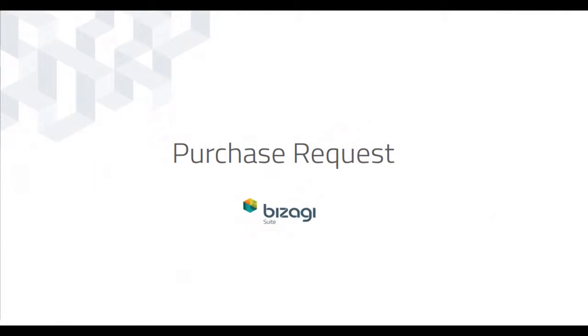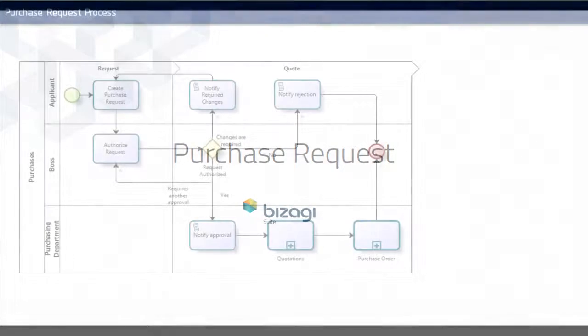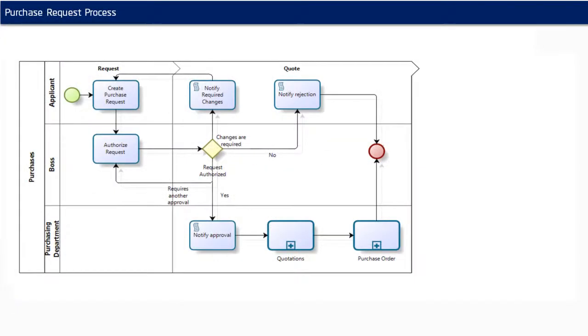This video will guide you through the main path of the purchase request process. It includes all the steps for the requesting and approval of a purchase, from the moment an employee requests products or services until the purchase order is generated and updated in the ERP of the company. The process begins when the user selects the products needed.